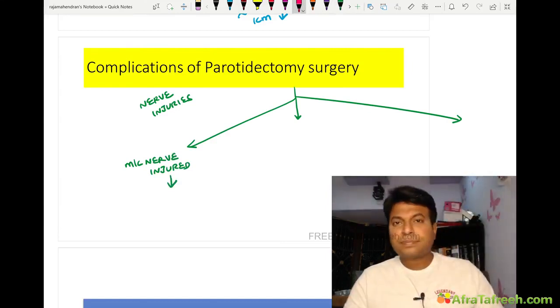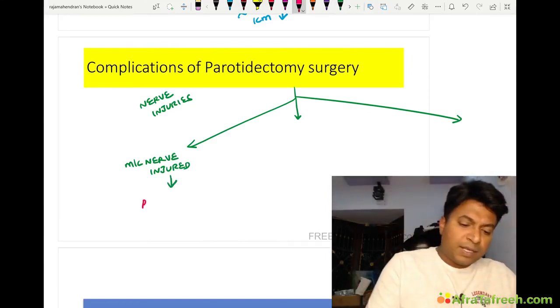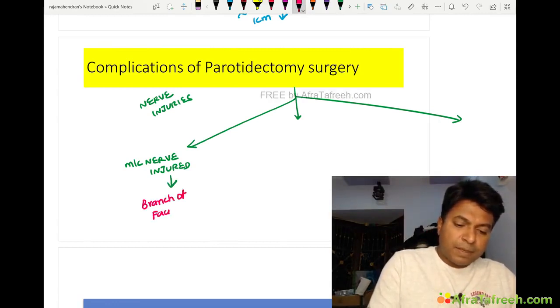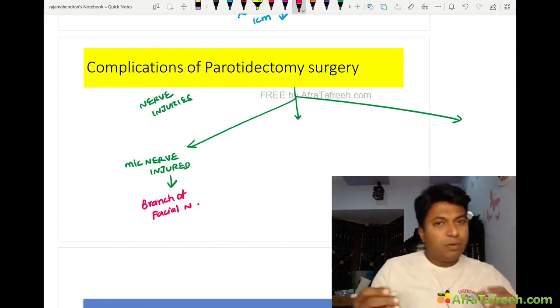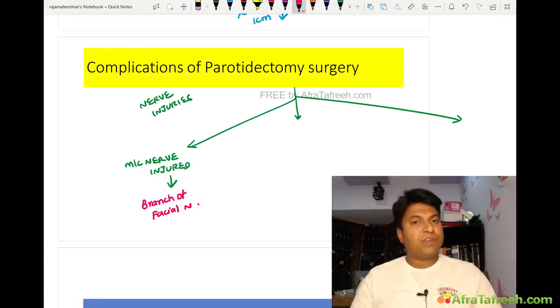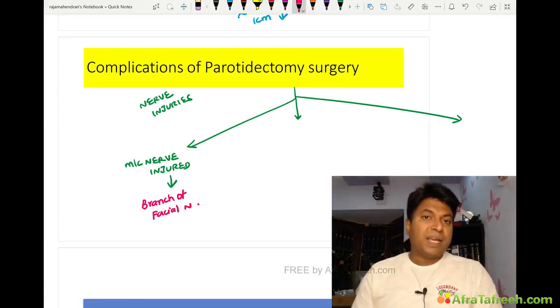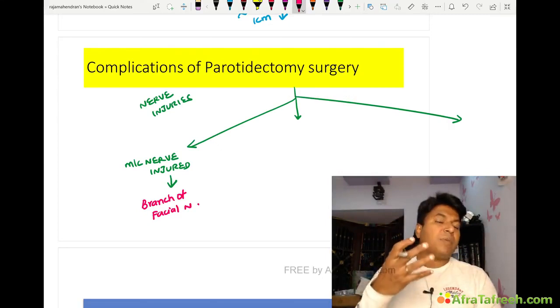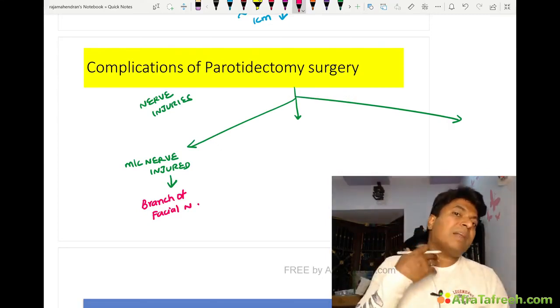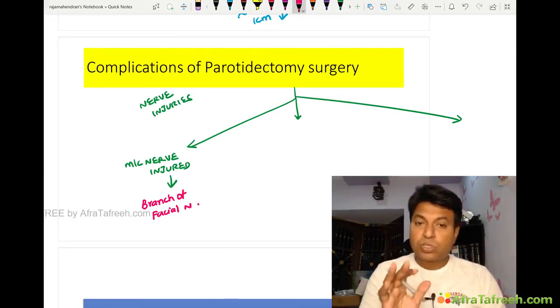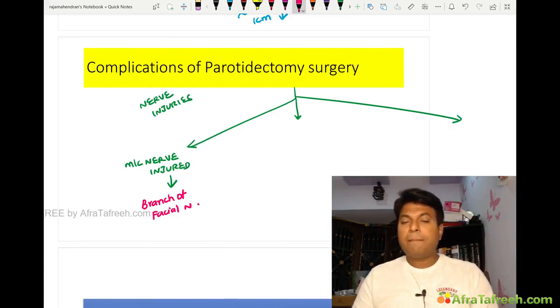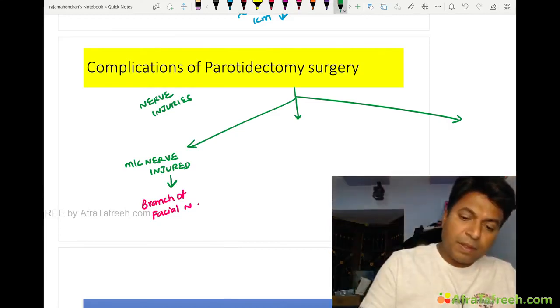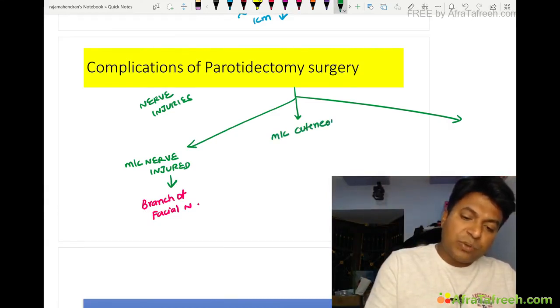Yes? It is some branch of facial nerve. Any one branch. It may be a branch of facial nerve, not the main nerve. It can be the marginal mandibular branch or a cervical branch. Some branch of facial nerve is the most common nerve injured in a parotidectomy surgery. Number 1. What is the most common cutaneous nerve injured? This question used to come every year.